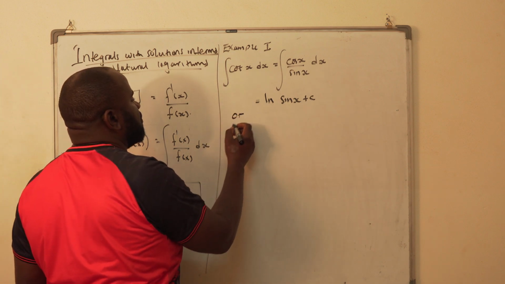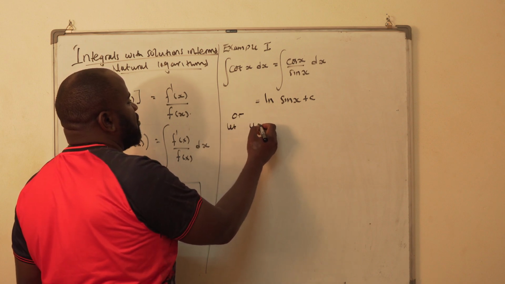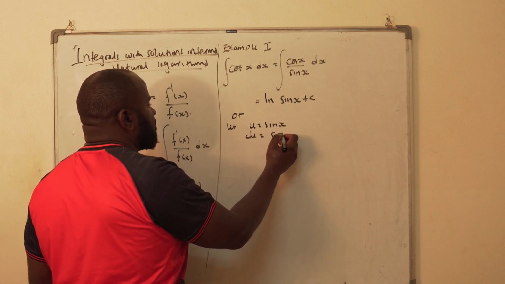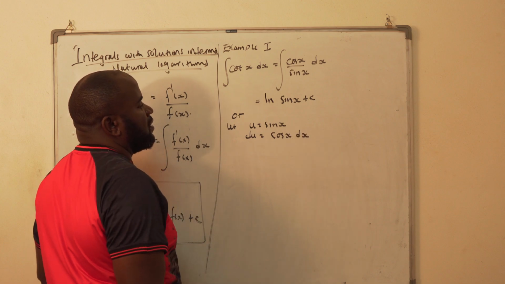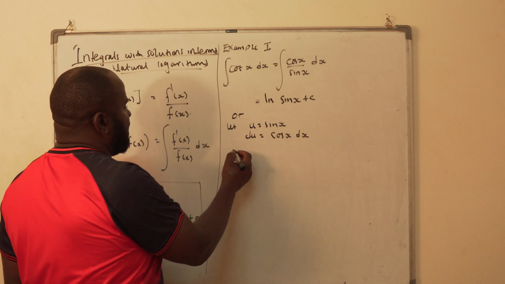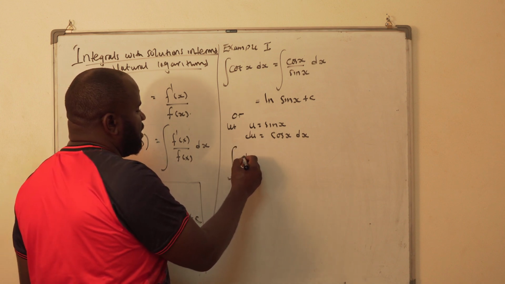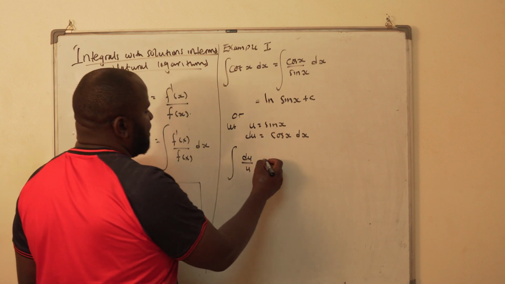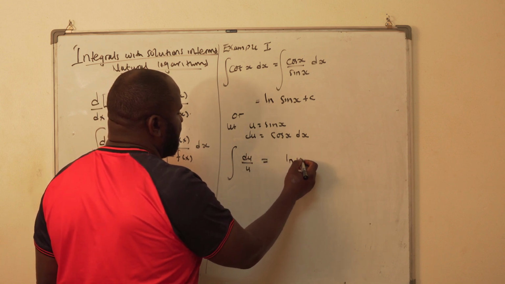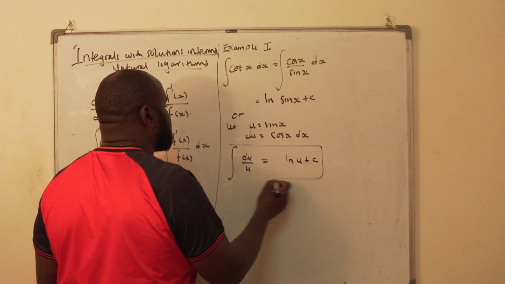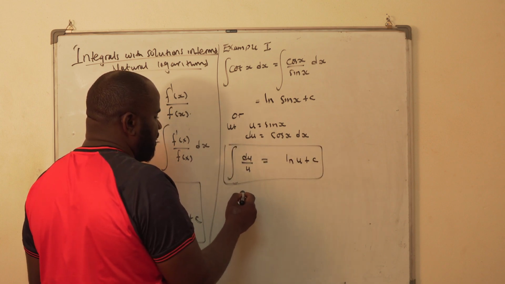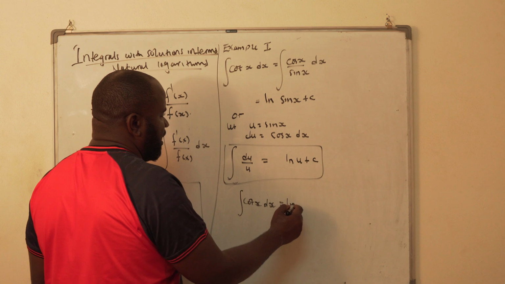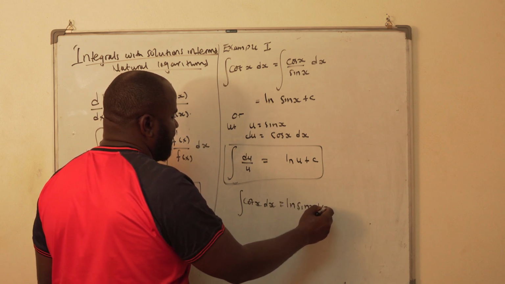You can go for method 2 by letting the denominator be u. So you let sine of x be u, so that du is equal to cos of x dx. So cos of x dx is the numerator. When I substitute, I'll have the integral of du out of u, which is the integral of 1 out of u. Now the integral of 1 out of u, the answer is natural log of u plus a constant. It is from here that the integral of cot of x dx is going to be natural log of sine of x plus a constant.